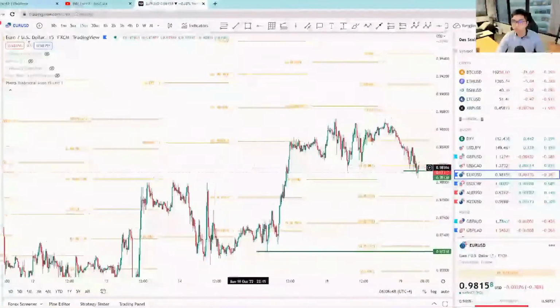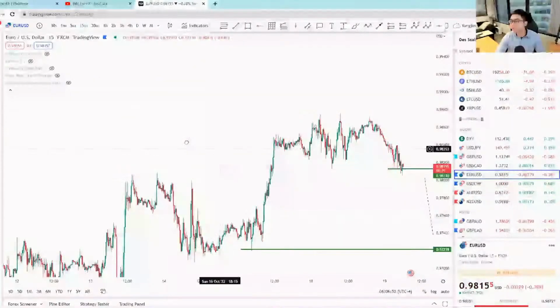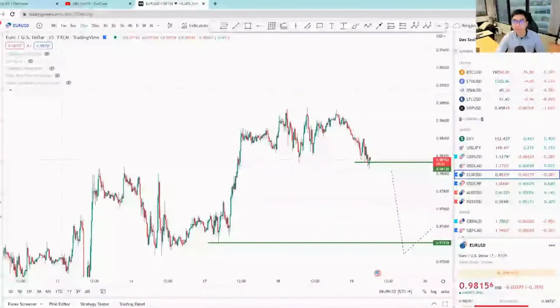Okay, we start with the traditional pivots first.